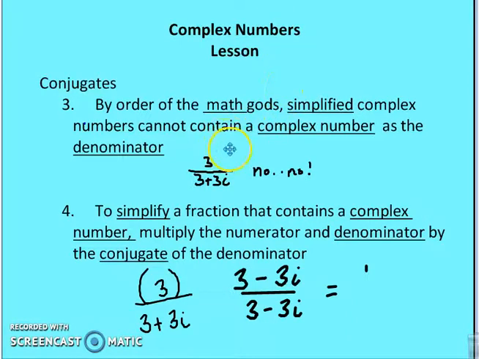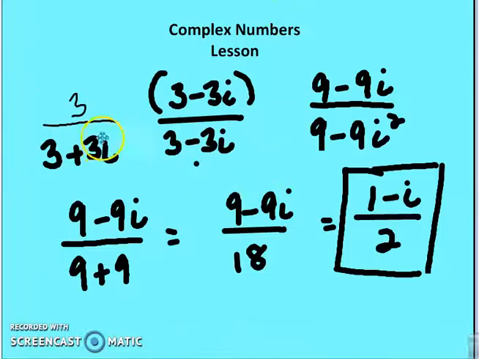All right, by order of the math gods, we can't have complex numbers in the denominator, so we need to multiply by a conjugate. The conjugate of 3 plus 3i is 3 minus 3i. So we're going to multiply by the conjugate over itself, which is just 1. So we're not changing the value of this original term, we're just rewriting it. So 3 times 3 minus 3i is 9 minus 9i. 3 plus 3i times 3 minus 3i, we FOILed: 9 minus 9i squared, which is 9 plus 9. I end up with 9 minus 9i over 18. And then further simplifying, removing the greatest common factor in each of the terms, I end up with 1 minus i over 2.